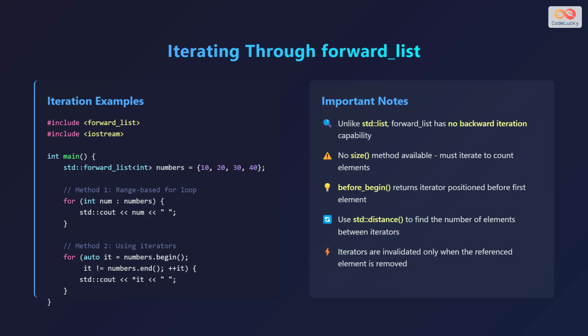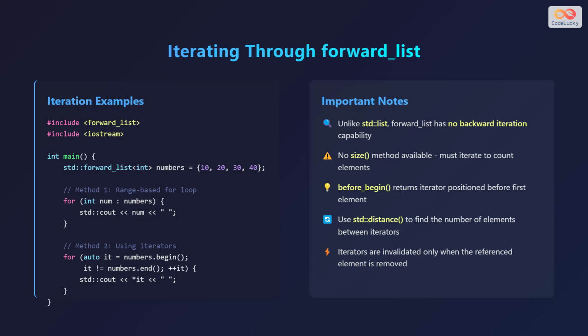Iterating through a forward_list is straightforward. The first method uses a range-based for loop. You can simply use a for loop to access each element in the list. The second method uses iterators. You can obtain an iterator to the beginning of the list using numbers.begin and iterate until you reach the end, which is numbers.end. Remember that unlike std::list, forward_list does not support backward iteration.